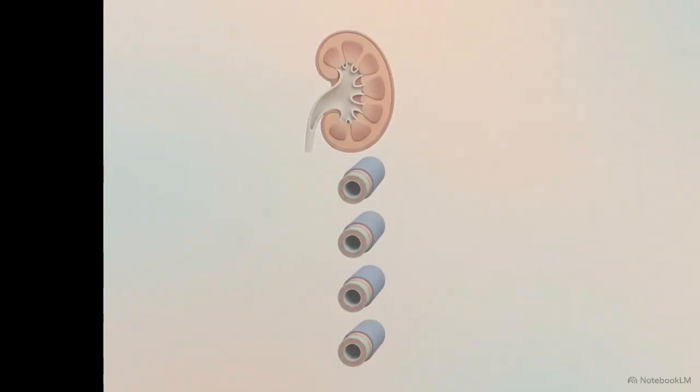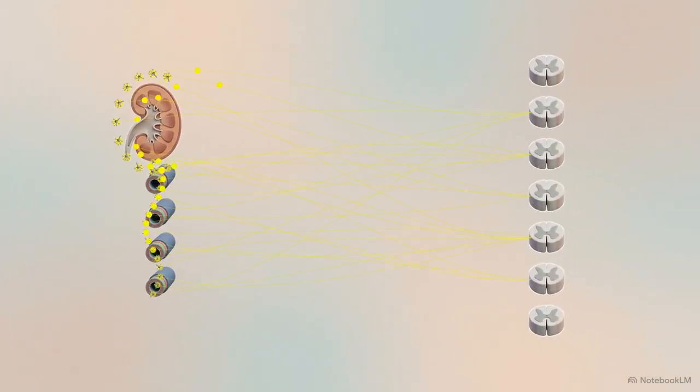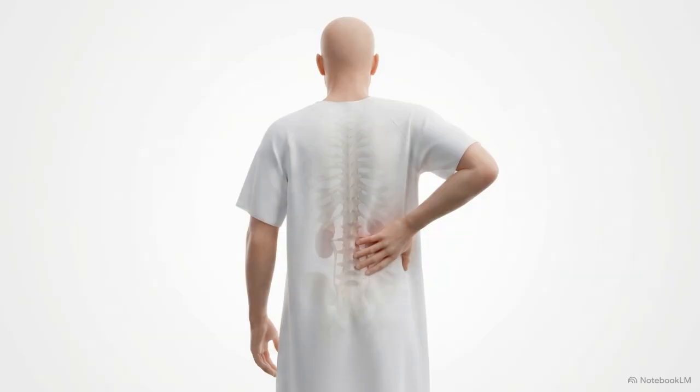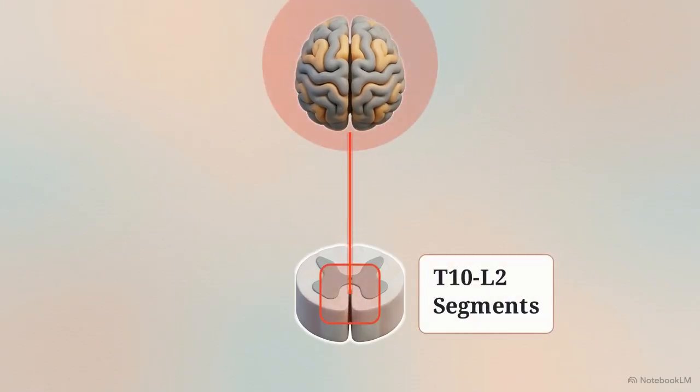Both the outer boundary of the kidney, called the renal capsule, and the ureters themselves are richly supplied by visceral afferent pain fibers. These specific afferent fibers travel back to the central nervous system and synapse precisely at the T10 through L2 levels of the spinal cord. When a patient points to their lower back and complains of flank pain, they are experiencing the central nervous system translating localized mechanical stress within this highly specific T10 to L2 innervation zone.